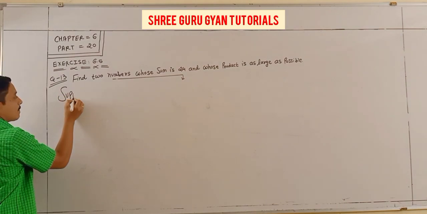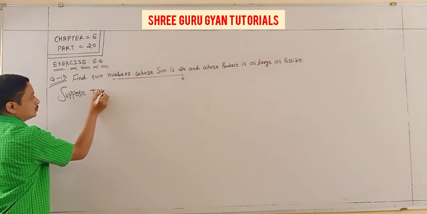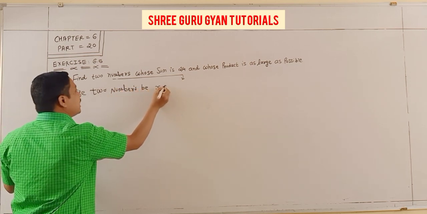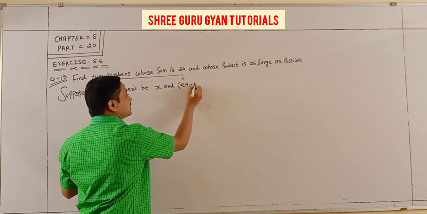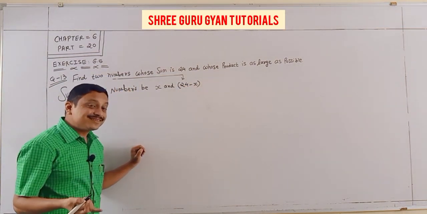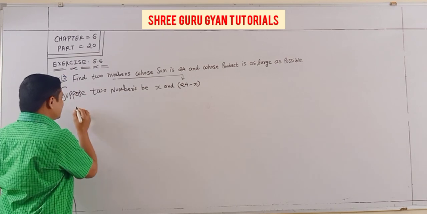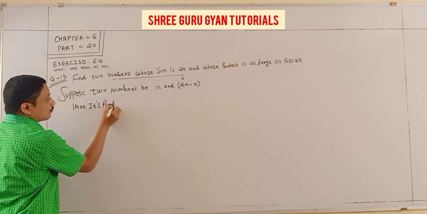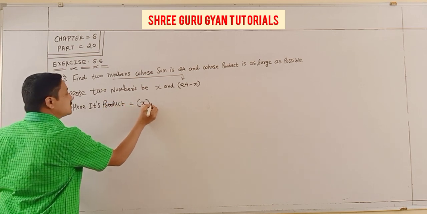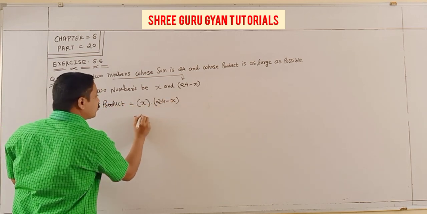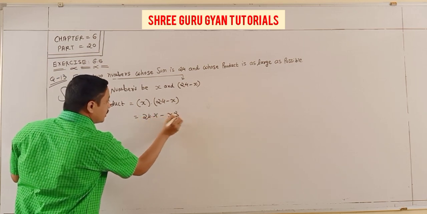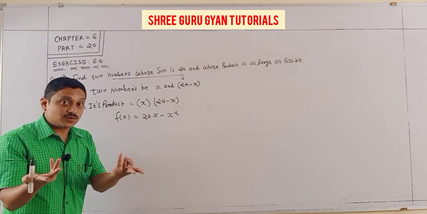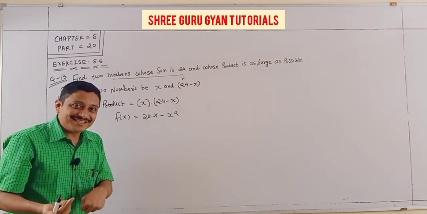Suppose the two numbers are x and 44 minus x. This is my answer. But the product, so here its product, just applying x with 44 minus x, you can get f(x). Now f(x) is ready. Step 1, step 2, step 3 and step 4.